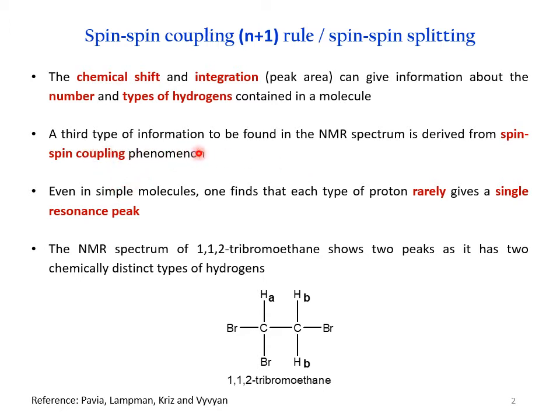Yes, a third type of information to be found in an NMR spectrum is derived from the spin-spin coupling phenomenon. If we take the NMR spectrum of simple molecules, one can find that each type of proton rarely gives a single resonance peak. So even if you take a simple molecule, we would rarely get only one single resonance peak for each type of proton. This could be understood if we take an example.